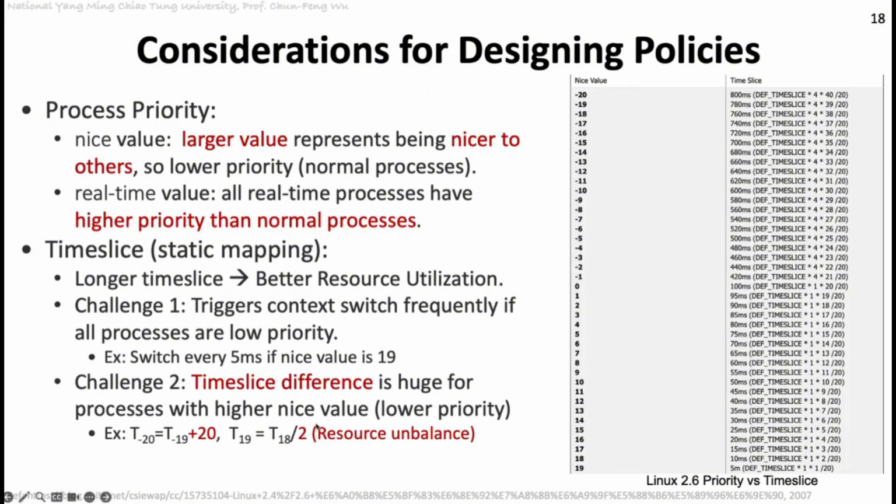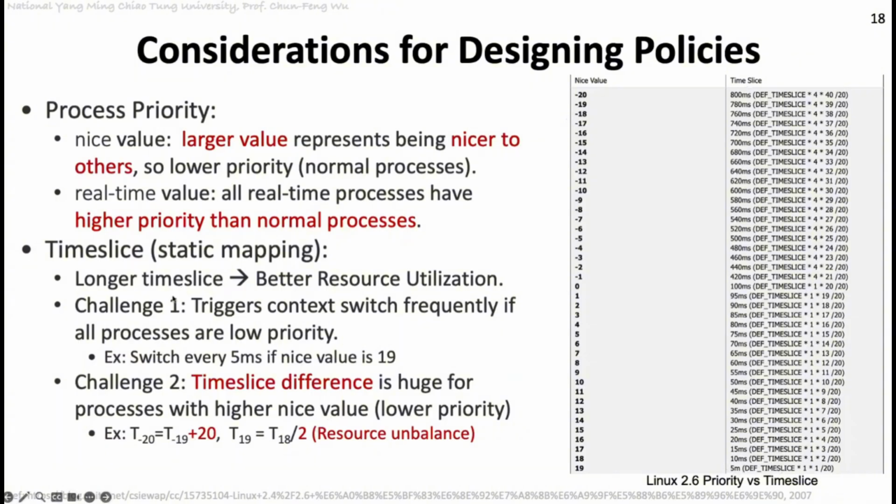So it will lead to a resource imbalance issue. For low priority processes, the time slice has a huge gap, with up to twice the difference. But for high priority processes, it doesn't really matter that much. No matter whether it's minus 16 or minus 20, there isn't much of a difference there.